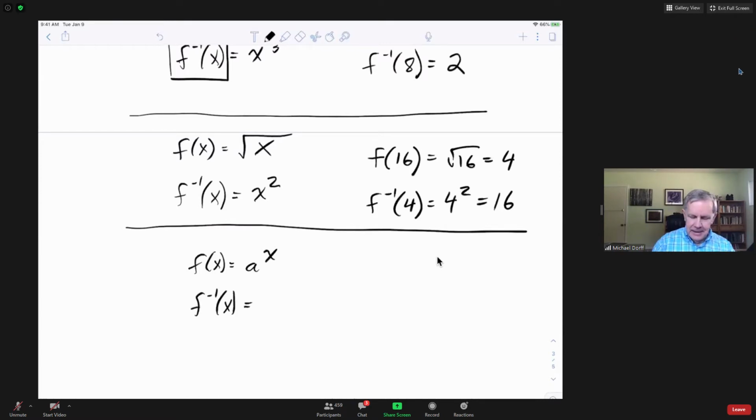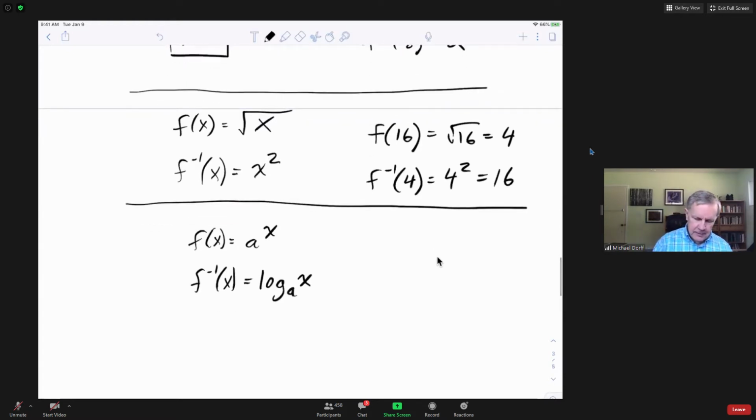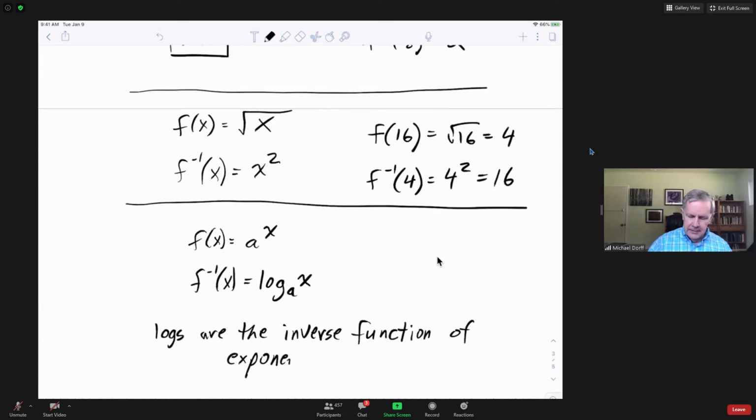This is not something I think you would be able to figure out unless you've seen this before, but this is what it's going to be, log base a of x. And this is how logs come in. Logs are the inverse functions of exponential functions. They undo exponentials.